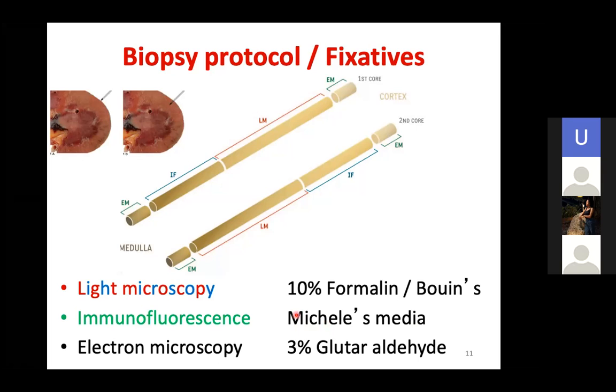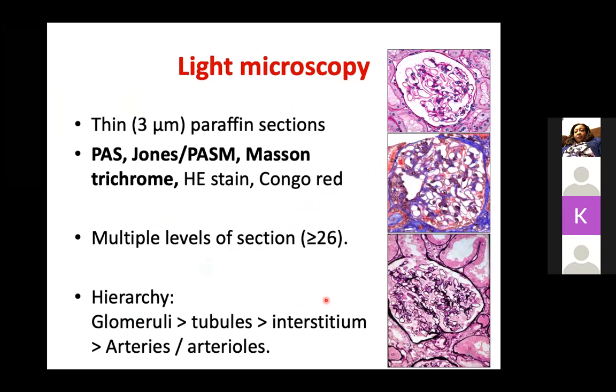And this Michel's media is commercially available, and it can be made in your lab also. Both ways it's okay. For electron microscopy, we put the tissue in 2.5 to 3% glutaraldehyde. It's a milder fixative. Another way of doing it would be you just put it in formalin briefly, look at your immunofluorescence. If you think that this tissue would need EM, next day you can put it in glutaraldehyde. This is a practical way of doing it. Some of the labs do it this way.